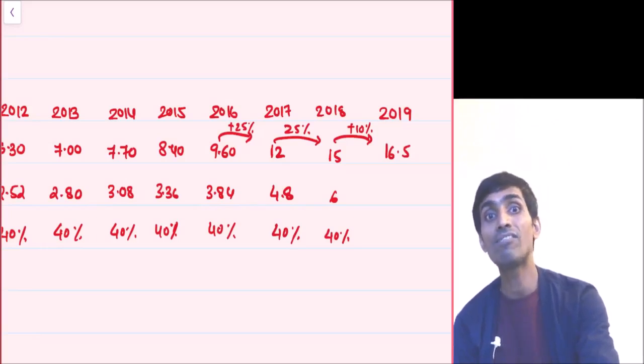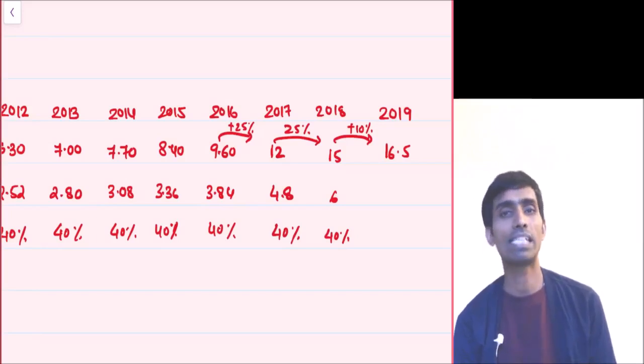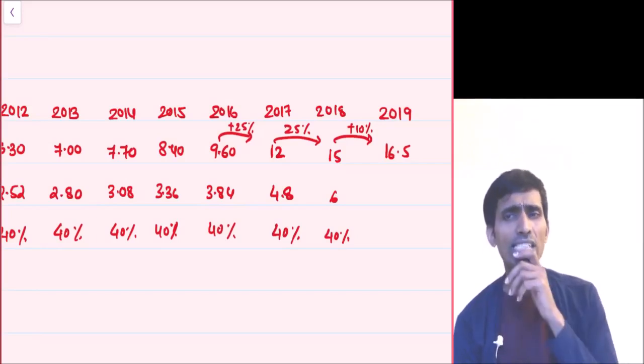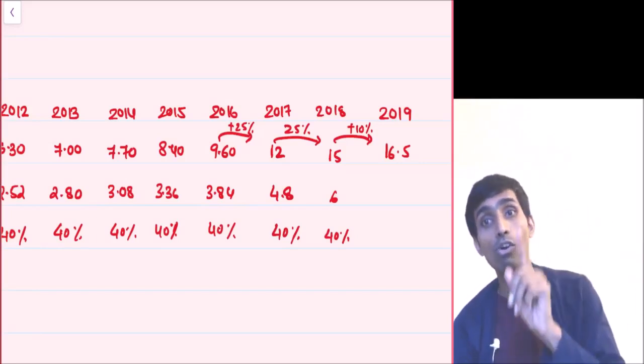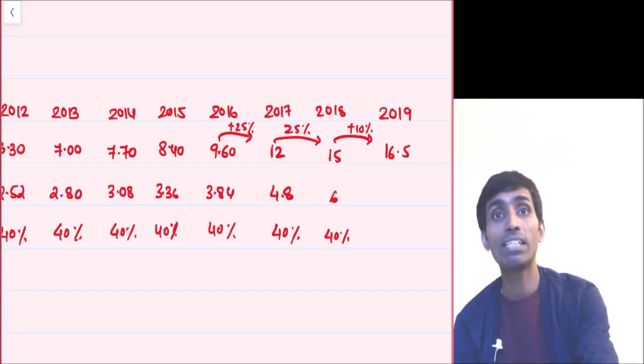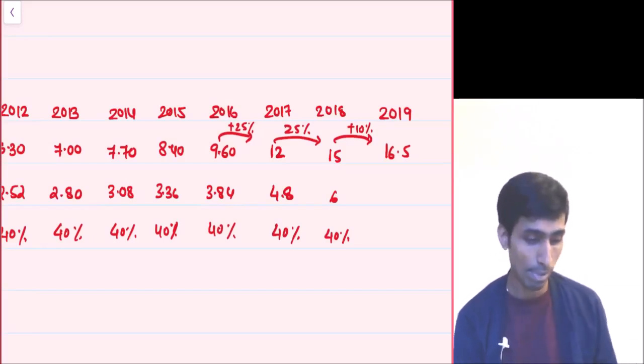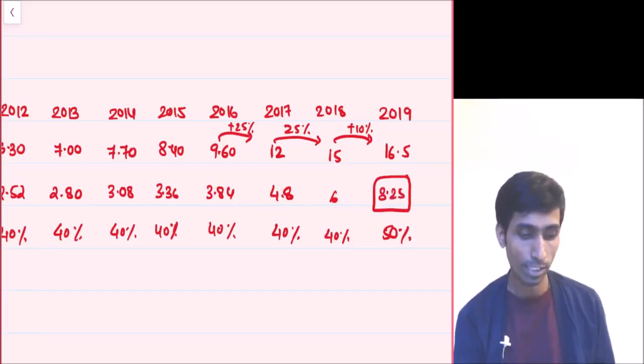What are they saying? If there is a reduction in the earning growth, dividend payout will increase to 50%. That is what they are saying. What does this mean? Because earning growth has gone down from 25 to 10%, this time my payout will not be 40%, my payout will be 50%, and if my payout is 50%, that means my dividend here is 50% of 16.5, that is 8.25.